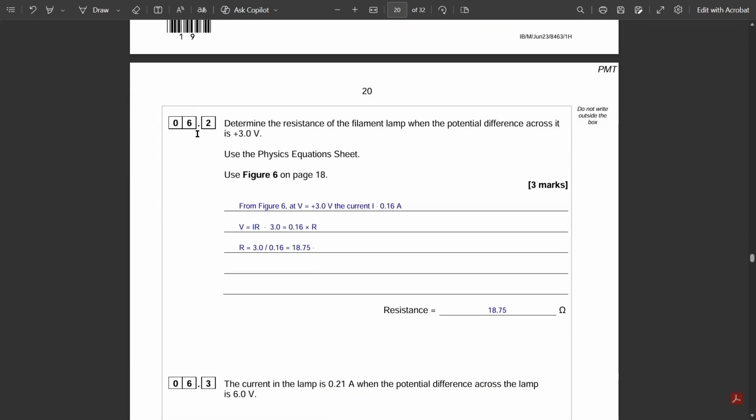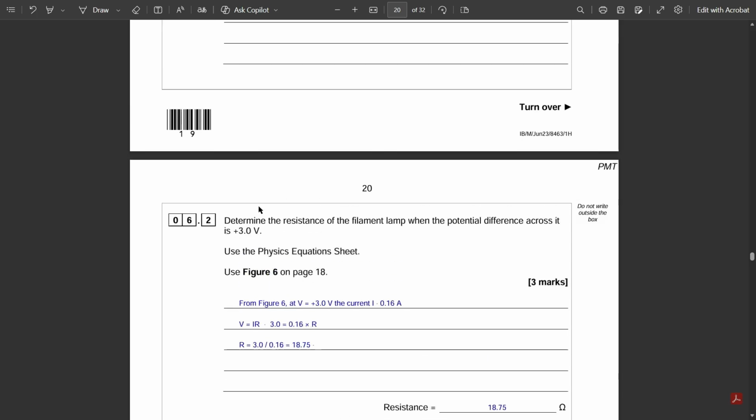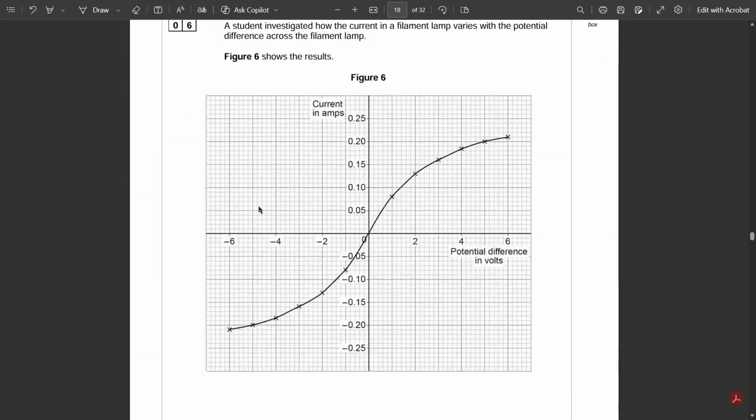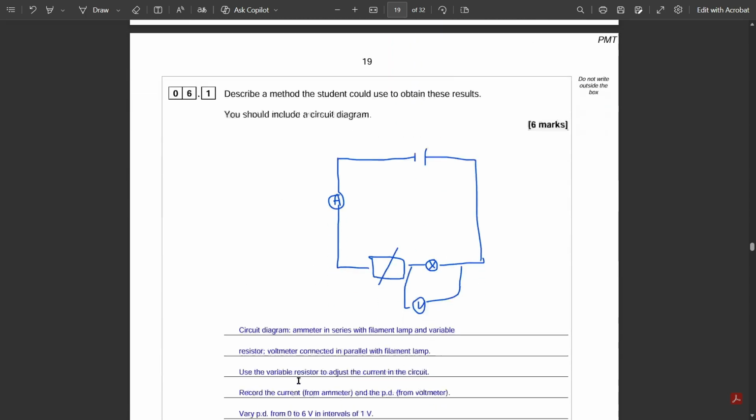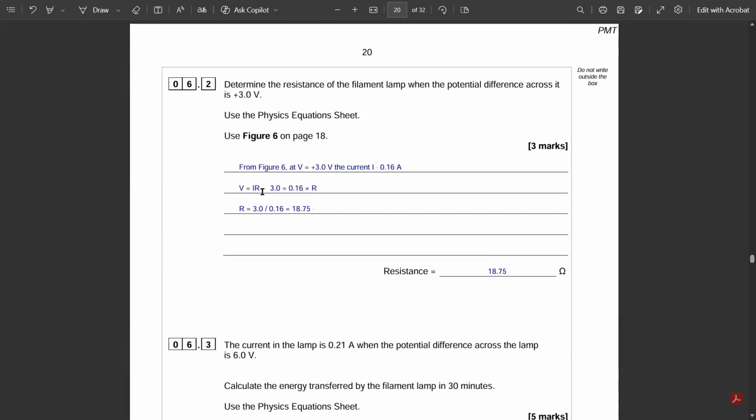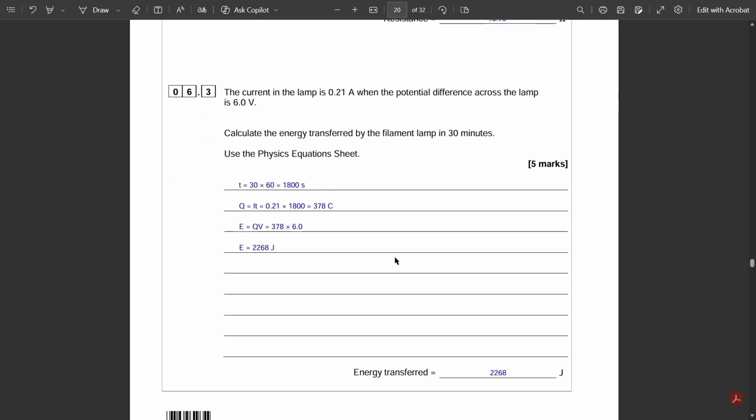And then for question 6.2, determine the resistance of the filament lamp when the potential difference across it is plus 3 volts. Well, from figure 6, at plus 3 volts, the current is 0.16 amps. And then we simply use V equals IR, get 3 equals 0.16 times R, and just rearrange for R, getting a value of 18.75.